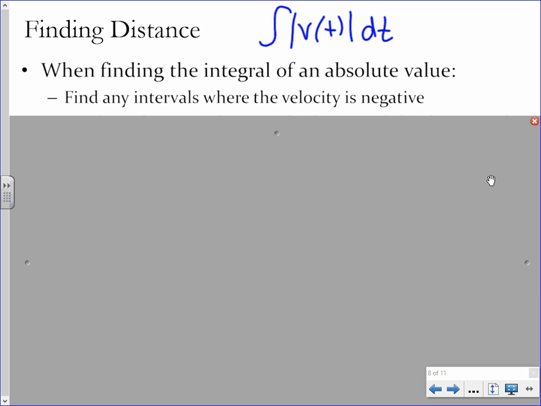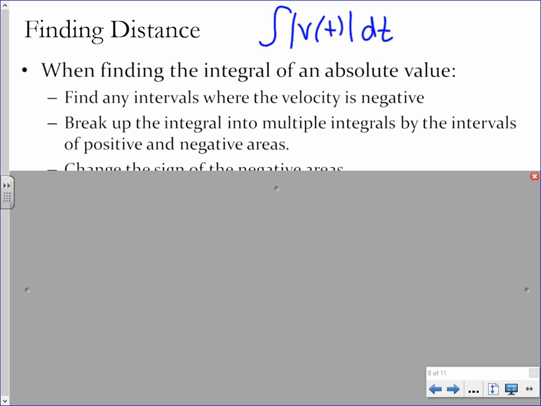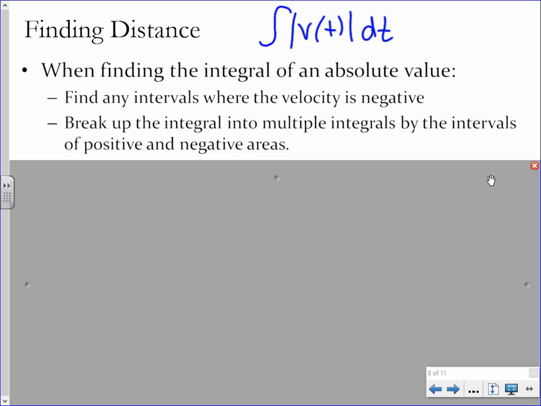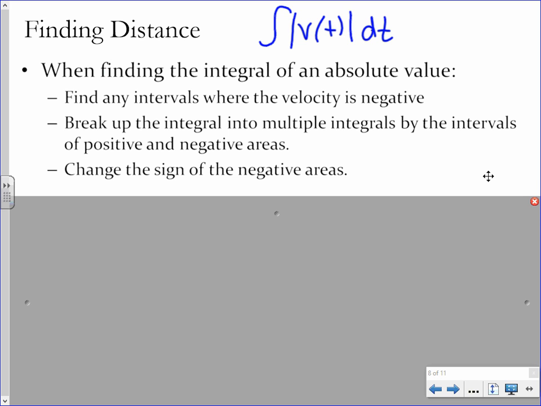If you have any negative intervals of velocity, then you're going to have to take your integral and break it up into multiple integrals. So if you have two intervals that are positive and one interval that is negative in between, you're going to have three different integrals to calculate, so that when you find the negative area, you can go ahead and change the sign to positive.